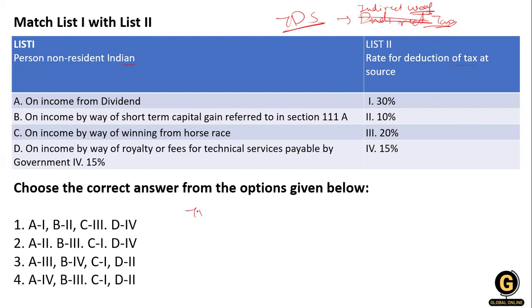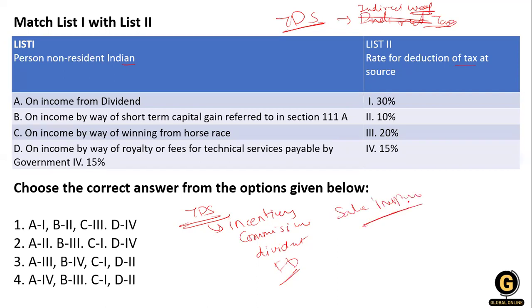Where do we get TDS? In the kinds of incentive, commission, dividend, then service rendered, sales, rent, purchase of immovable property, and fixed deposit, FD. In the FD they also deduct the TDS. In the sale of immovable property, they also deduct the TDS. So what percentage do they have to deduct? This is the question.